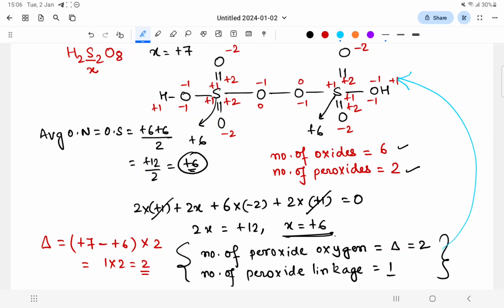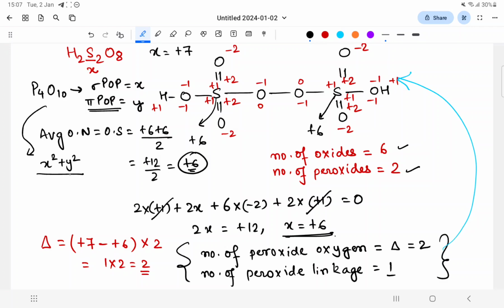Like for example, if they ask you in the structure P4O10, how many POP bonds are there? How many sigma POP bonds and how many pi POP bonds are there? I mean to ask how many single bonds and how many double bonds are there. So if I ask you like this, that if this is X and this is Y, can you tell me the answer of X square plus Y square upon X square minus Y square?